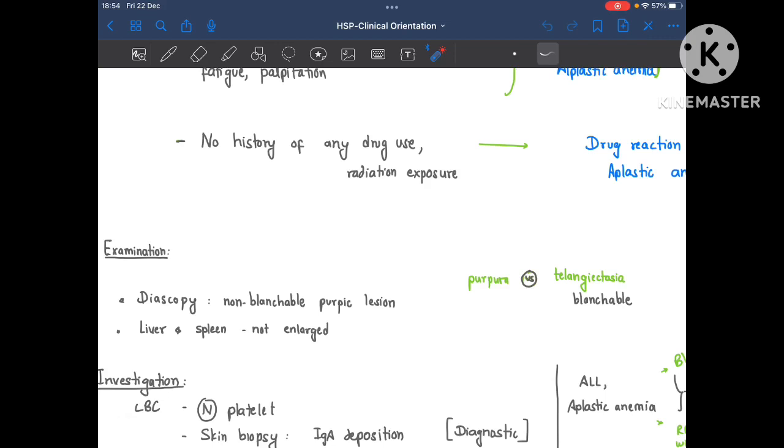What is diascopy? There is nothing. Its name is as fancy as it is, but there is nothing complex about this reaction. We use a glass slide, and we press it against the rash.